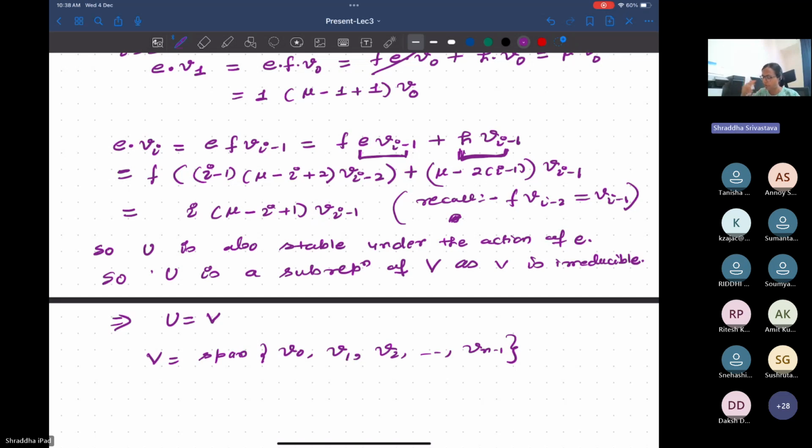Okay, so now the question. Perhaps one should write here that H applied to V0 is mu V0, these are important data, and E acting on V0 is 0, and Vi is F to the i applied to V0.